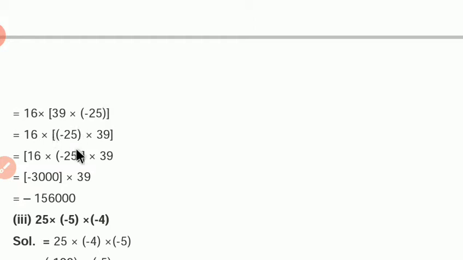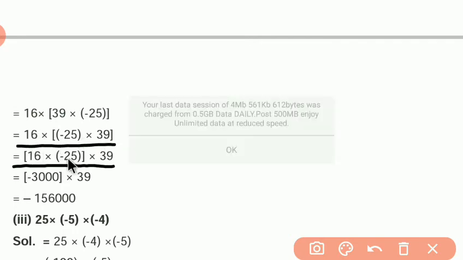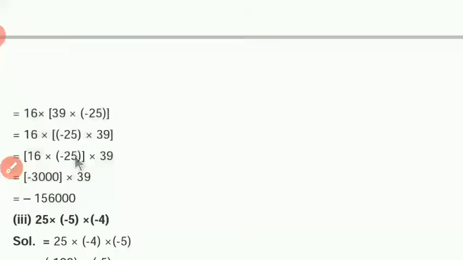Now we can change its order according to the commutative law. We know that a into b is equal to b into a. So we can replace the values of 39 and 25 with each other. So now we can write minus 25 into 39. Then by associative law, a into b into c is equal to a into b into c, only you have to change the brackets. So now we can write 16 into minus 25 here in bracket.